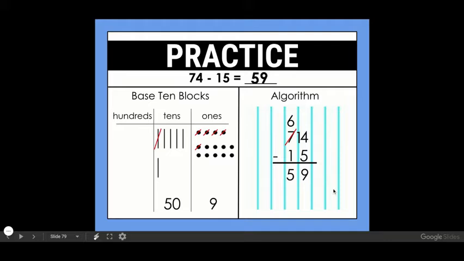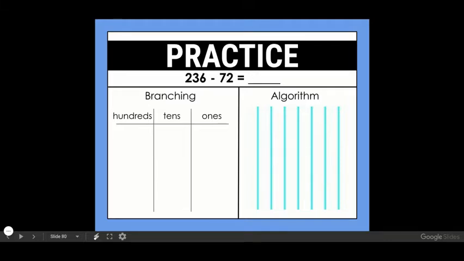Now let's move on to one more practice problem. This time, we're going to solve 236 minus 72. And this time, we're going to use the branching strategy, and then we're going to compare that with the algorithm. So let's start with 236. Remember, for branching, we're going to write that in expanded form to build it.